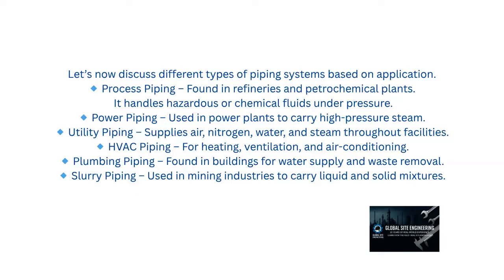Utility piping, supplies air, nitrogen, water, and steam throughout facilities. HVAC piping, for heating, ventilation, and air conditioning. Plumbing piping, found in buildings for water supply and waste removal. Slurry piping, used in mining industries to carry liquid and solid mixtures.